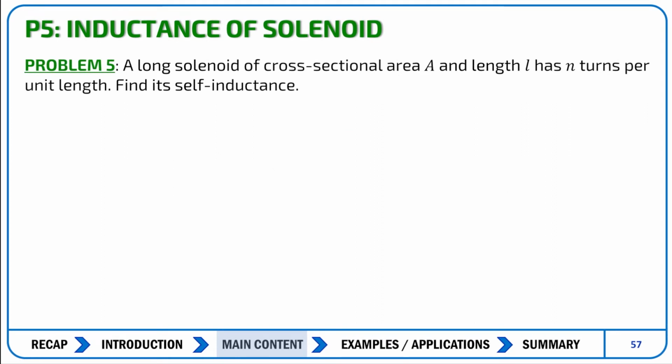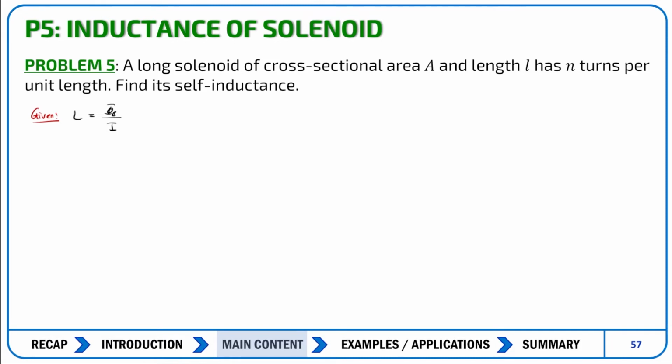In problem 5, we're taking a look at a long solenoid of cross-sectional area A and length L with n turns per unit length. We want to find the self-inductance. The equation for self-inductance is L equals magnetic flux over I. But we don't know what the magnetic flux is, and we don't know what I is. So we should try to figure out one of these.